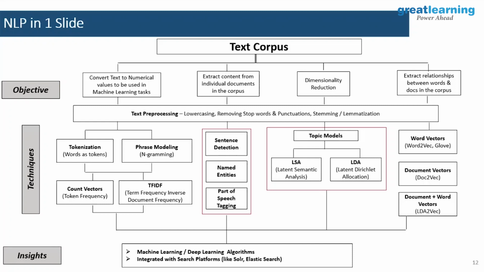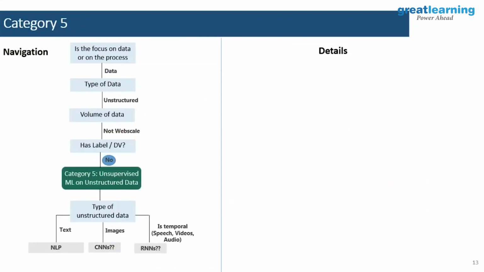Okay, so let me just quickly move on. I think I have another 20. Okay, category 5. So we have another 5 categories to cover. So focus is still on data. It is unstructured data, not web scale, no label, right? Which means you're doing unsupervised machine learning on unstructured data, right? Which is, again, you use the same type of techniques in some sense, but here you don't have any dependent variable.